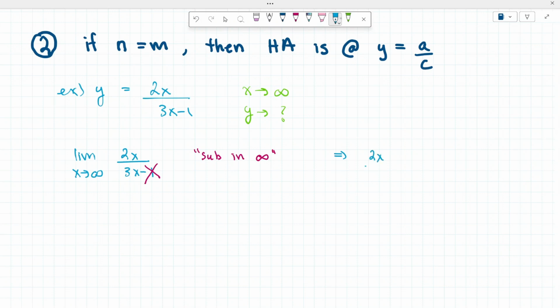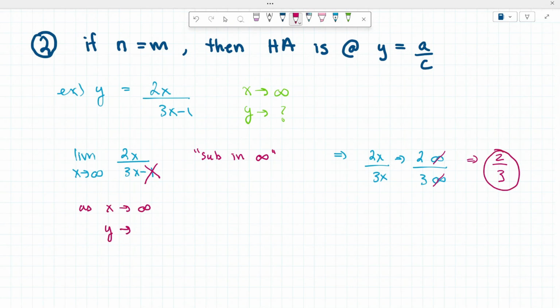Now we have the situation of 2x over 3x, and we're going to sub in the infinity. So we have 2 times infinity over 3 times infinity. In this case, since you have the same infinity on the numerator and the denominator, they simply cancel out. So then what are you left with? You're just left with 2 over 3. So that means as x approaches infinity, y is going to be approaching this value over here, 2 over 3. So our limit equals 2 over 3.